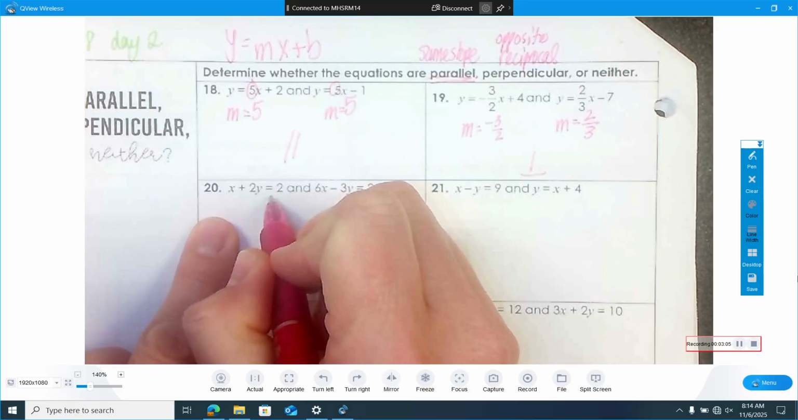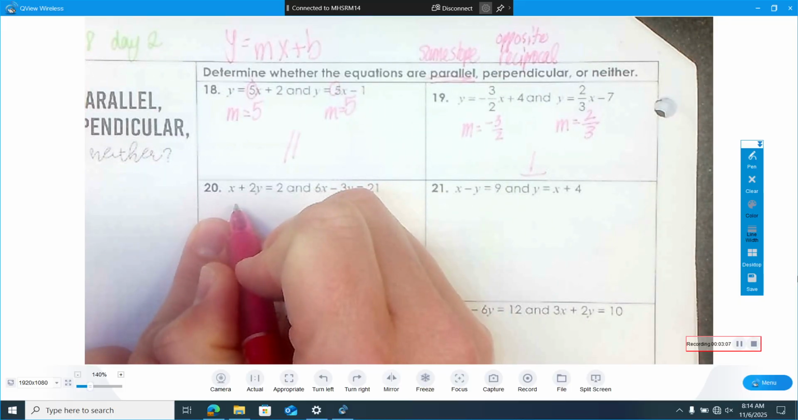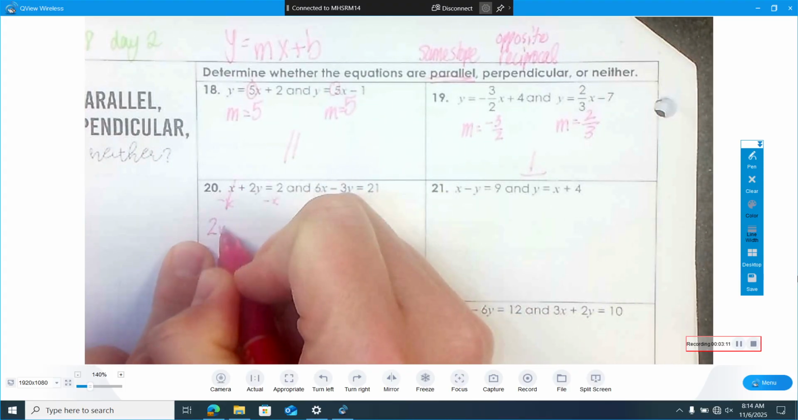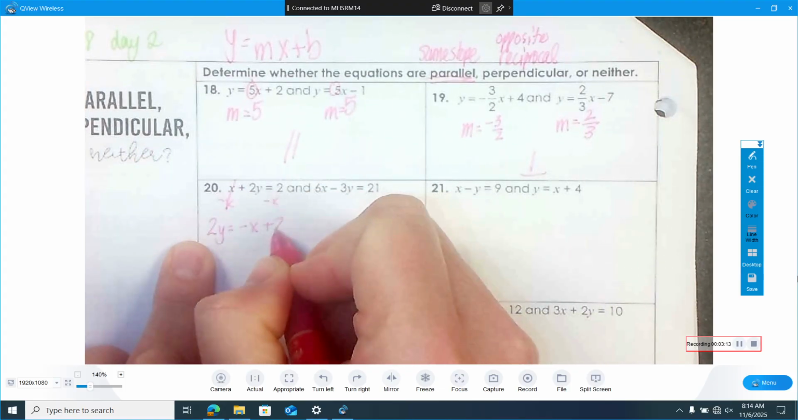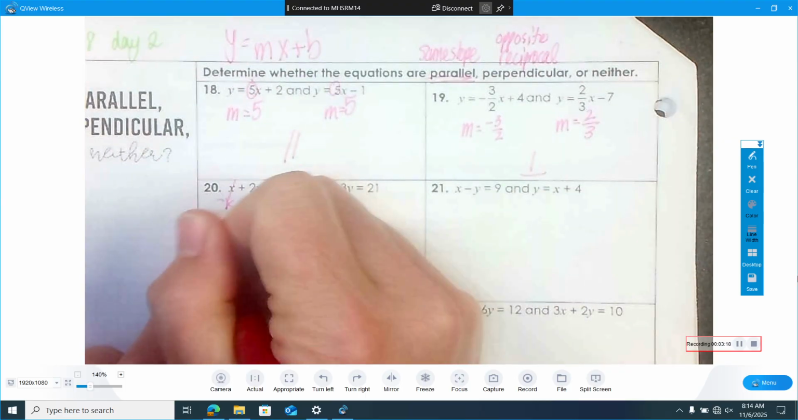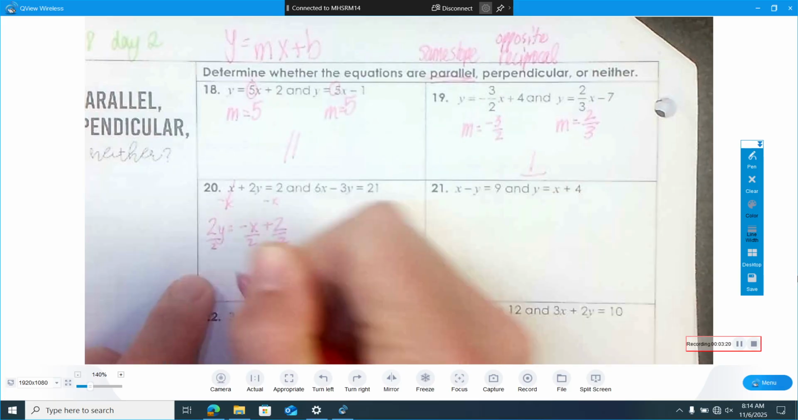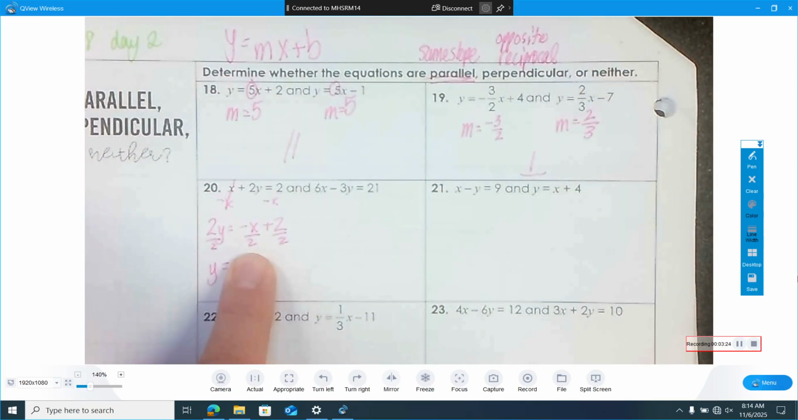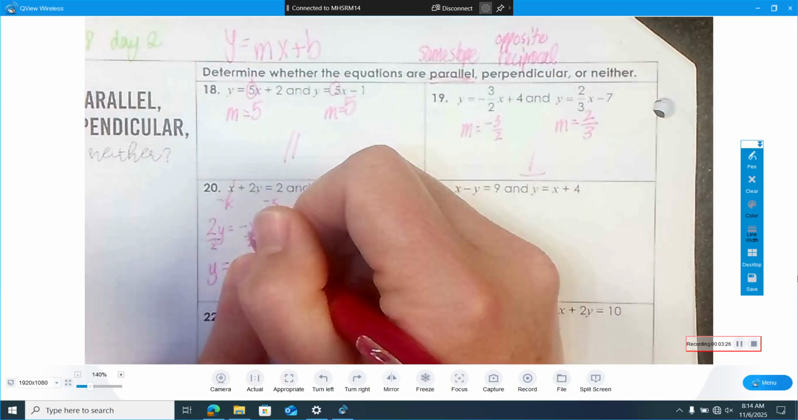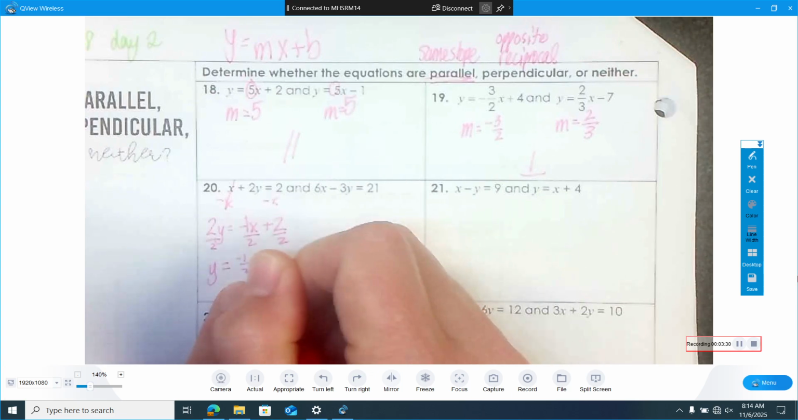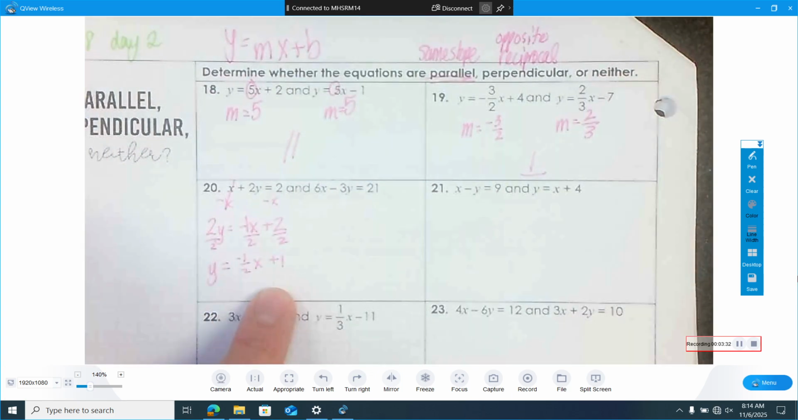So on this first equation, what do I need to do? Subtract the x. So I get 2y equals negative x plus 2. And then we need to divide everything by 2. And we get y equals, what does this negative x over 2 turn into? There's a negative 1 there. That becomes negative 1/2 times x plus 1.